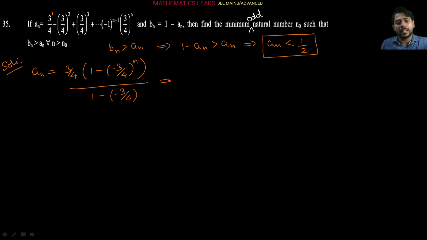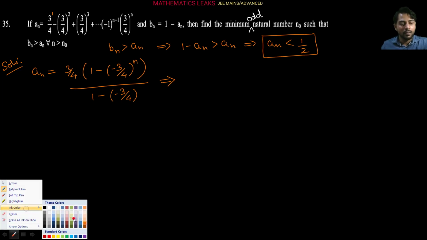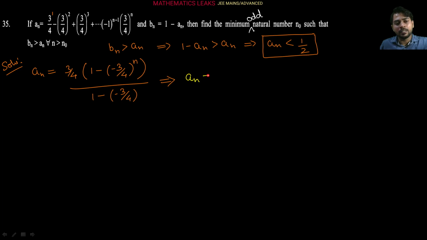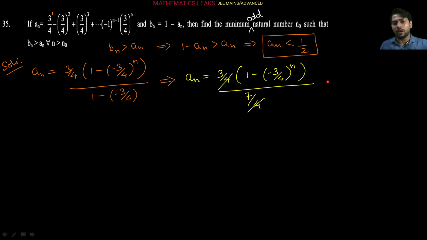So from there we are getting an is equal to 3 by 4, and this given quantity 1 minus (minus 3 by 4) to the power n upon, this is minus minus plus, this is 4 plus 3, 7 by 4. This 4 gets cancelled. We are getting from here an is equal to 3 by 7 times (1 minus (minus 3 by 4) to the power n), right? Now this it is coming here.